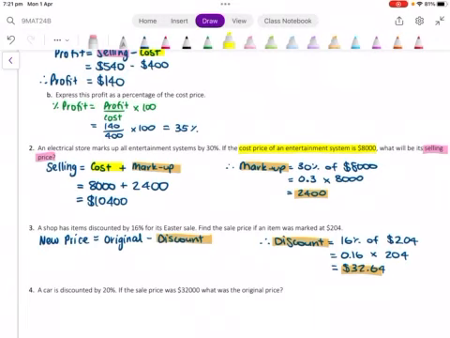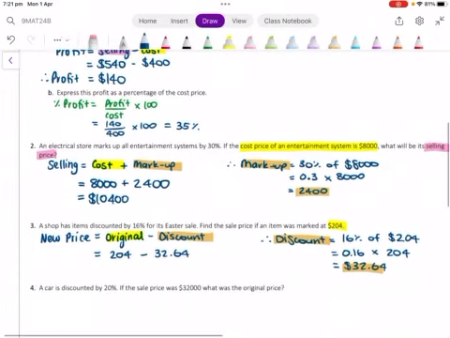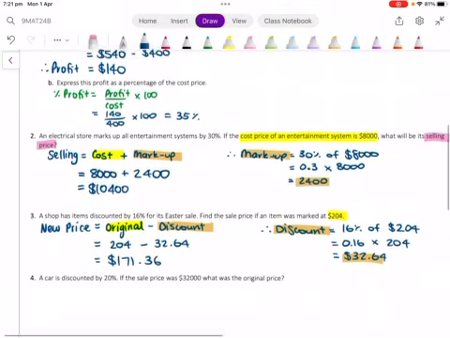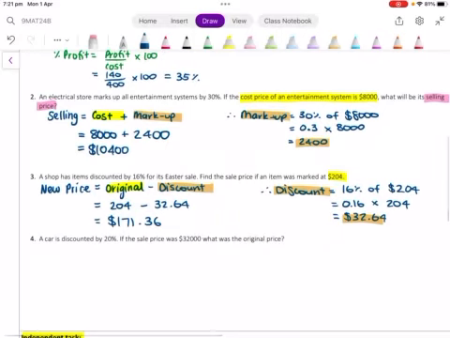Okay, so that will be our discount price. And our original price is the $204. So our new price will be $204 minus our $32.64. 204 minus $32.64 is equal to $171.36. Lastly, for example 4, we have a car is discounted by 20%. If the sale price was $32,000, what was the original price?